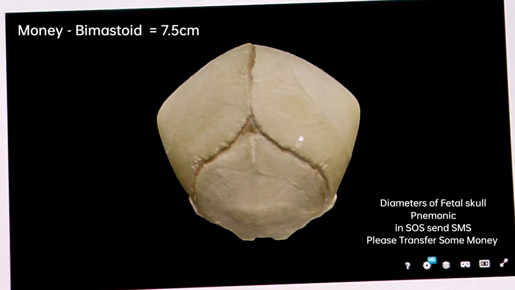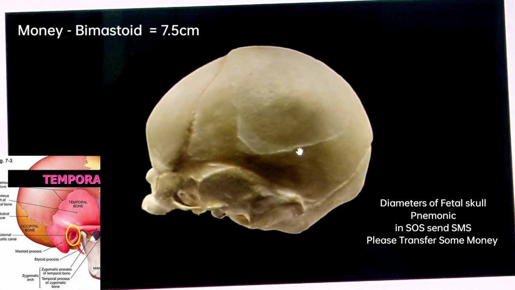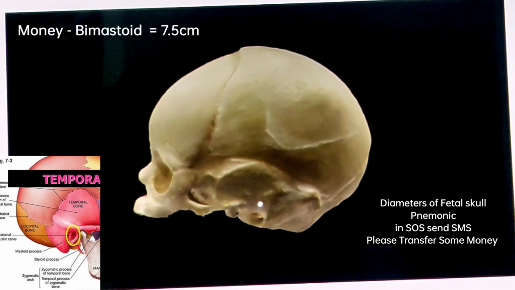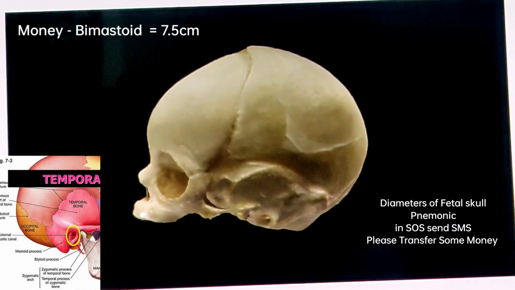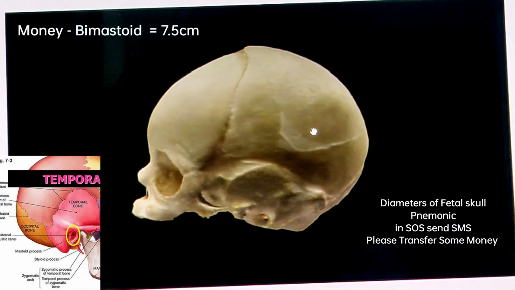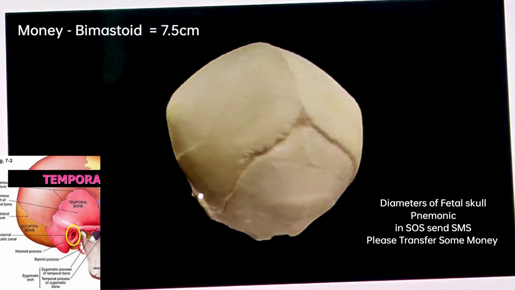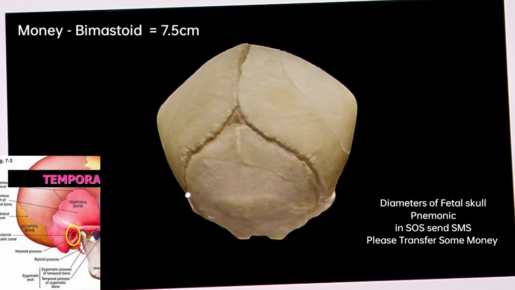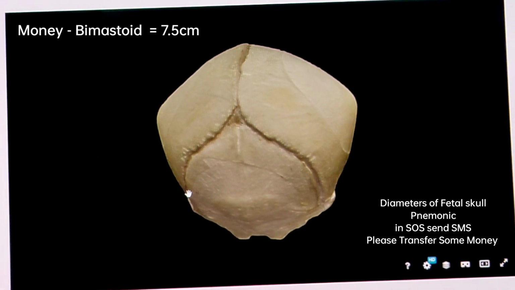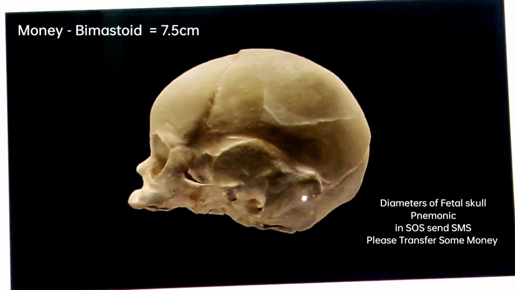And the last one is the bimastoid diameter. You can see at the bottom of the video the mastoid process, just posterior to the ear canal. If you join these 2 points on the mastoid process, you will get the bimastoid diameter, which measures about 7.5 centimeter.